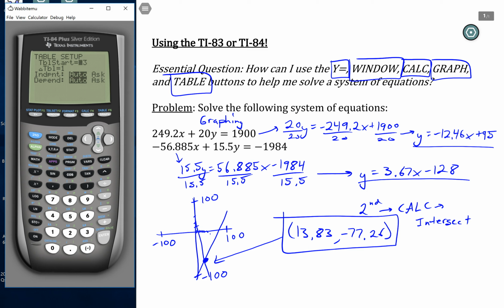Anyway, thank you for watching. Hopefully that gives you some info on how you can use your calculator to help you out with these things. And we are going to be using the intersect function in class to shorten our time finding the intersection of two lines. So be prepared.